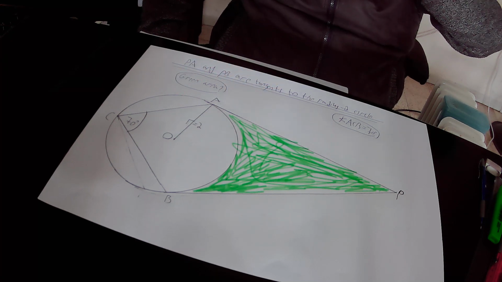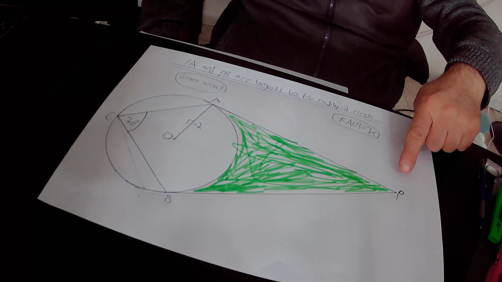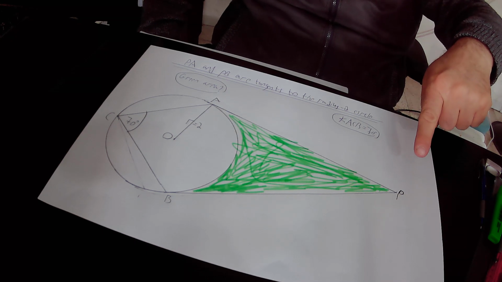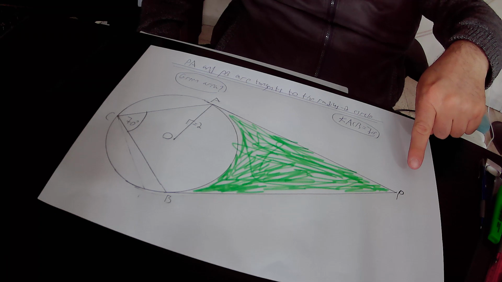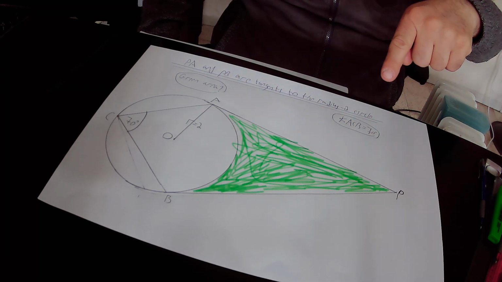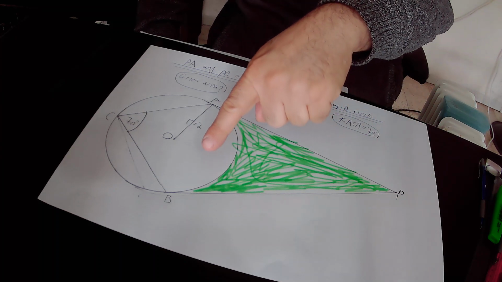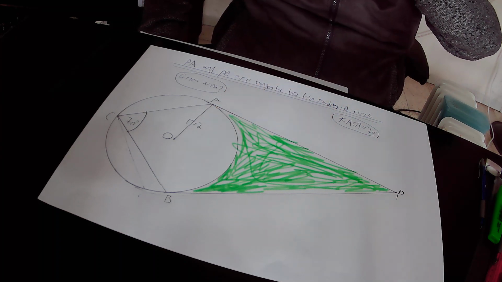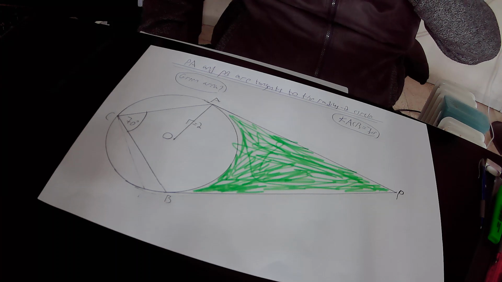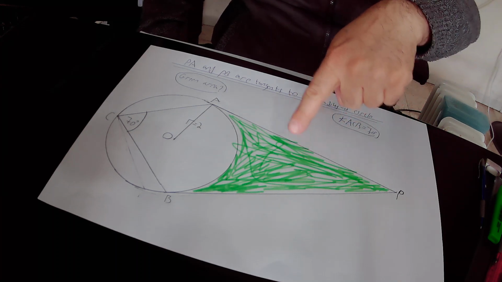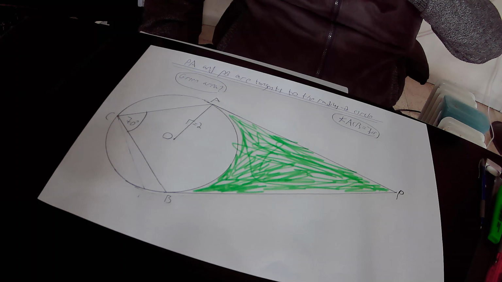And we also have the common external point P. From the common external point P, we have two tangents to this circle. Tangent PA, that is tangent to this circle at point A, and tangent PB, that is tangent to this circle at point B. And our mission is to find the area of this green shape.